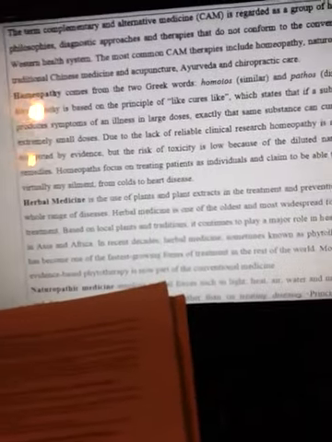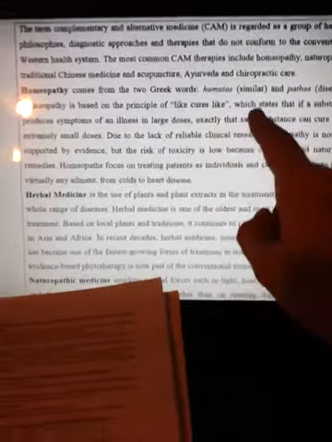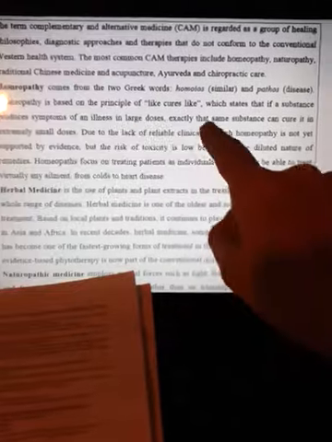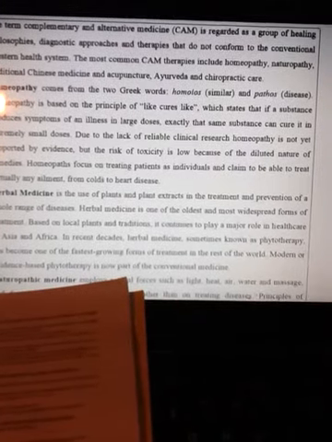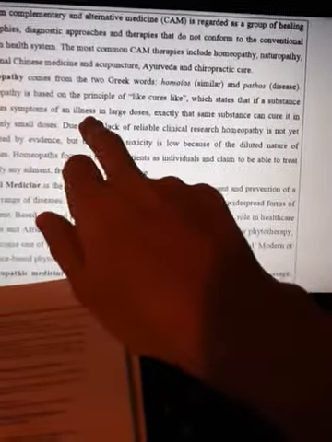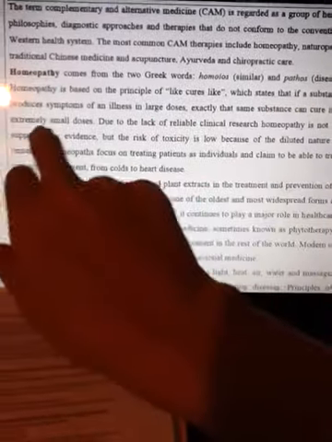Homeopathy comes from two Greek words: homo, meaning similar, and patho, meaning disease. Homeopathy is based on the principle of like cures like, which states that if a substance produces symptoms of an illness in a large dose, exactly the same substance can cure it in an extremely small dose.